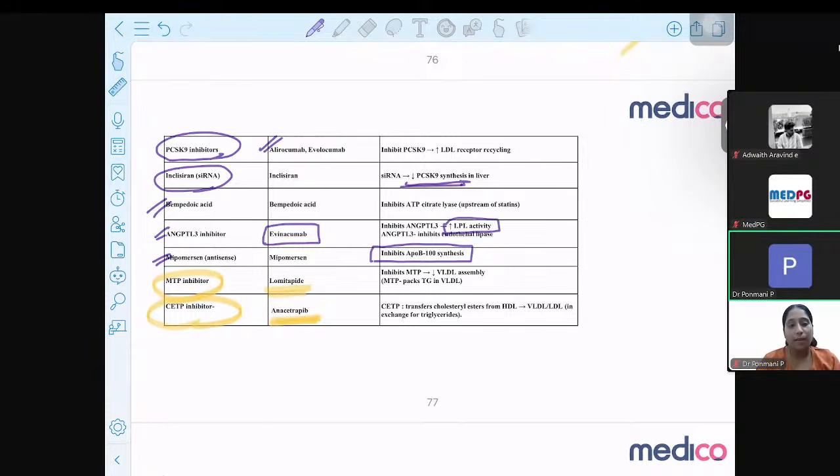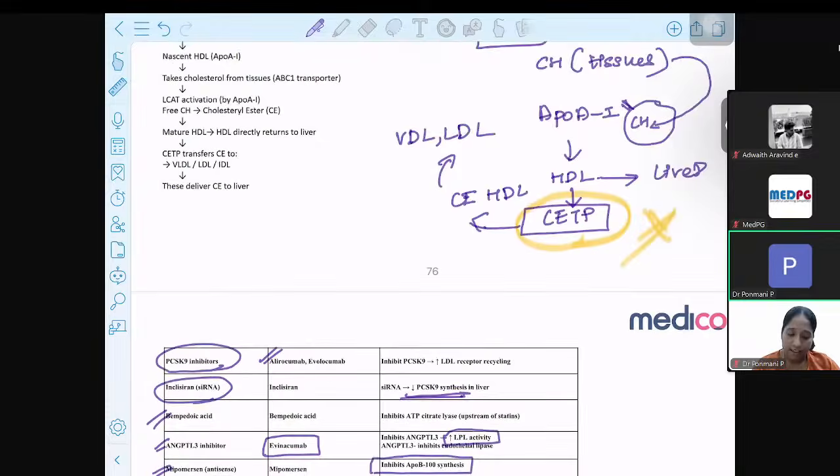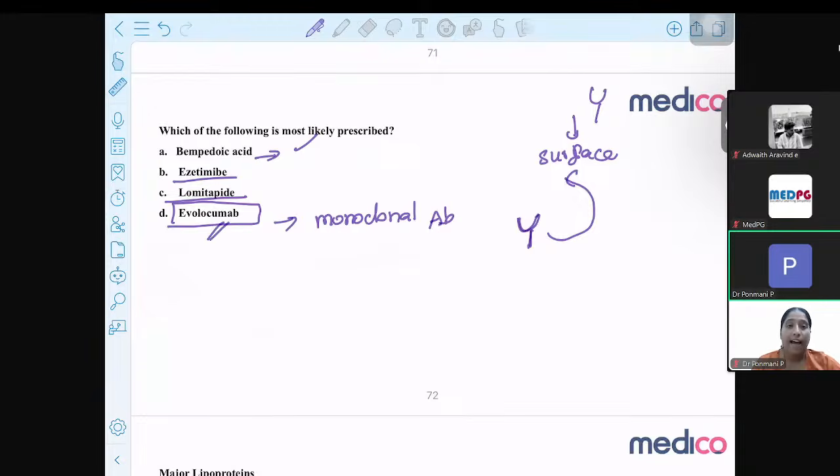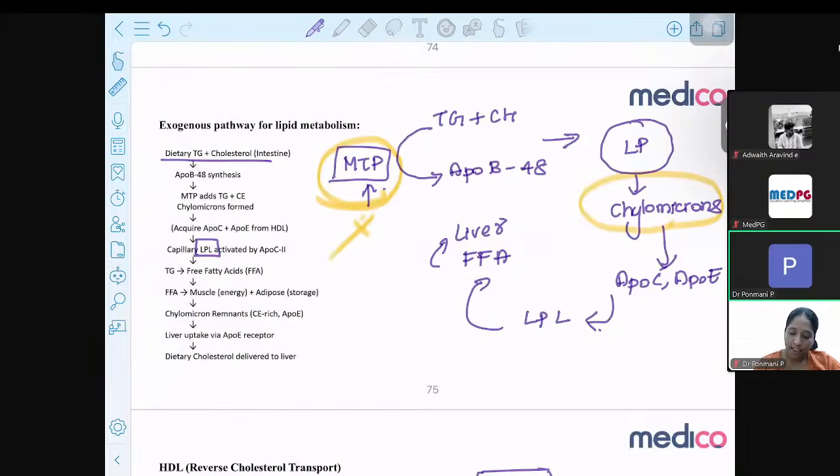Evinacumab is different. Okay? Right. So, the right answer for this question is, as I said, evinacumab. Now moving into the next question.